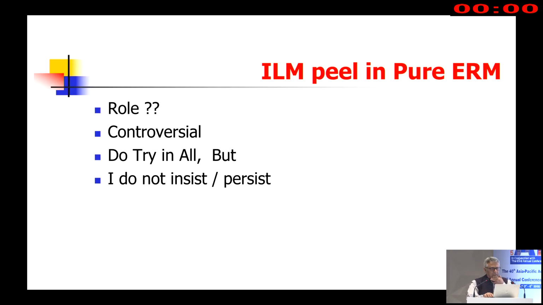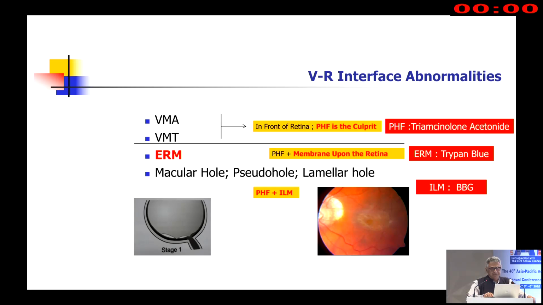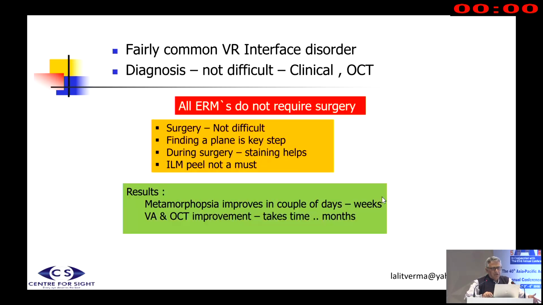ILM peel we try to do in all these patients, but do not insist at the cost of causing damage, because global trends also show that it's not a must in all ERM surgeries. So thus to conclude, this is a very common surgery we do. Identify these three membranes, hyaloid, ERM and ILM, and there are three different dyes, triamcinolone, trypan blue and BBG. And these generally are very rewarding kind of surgeries.